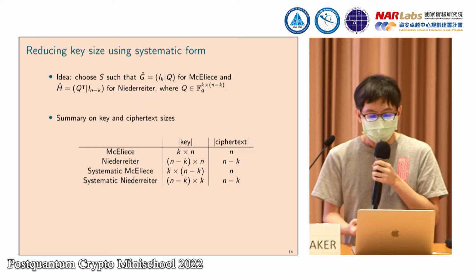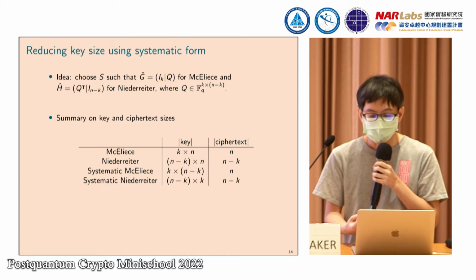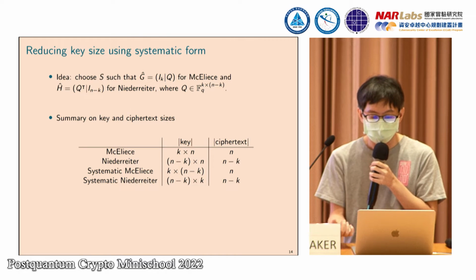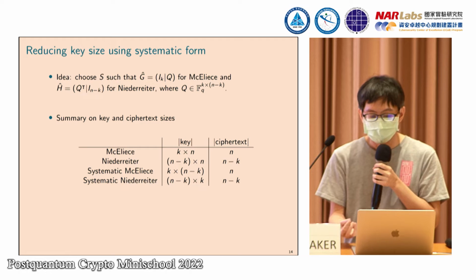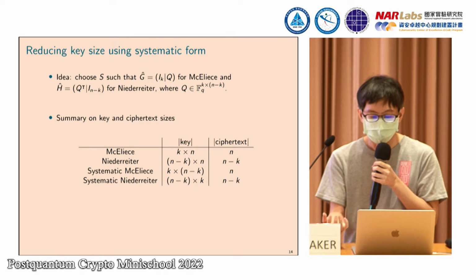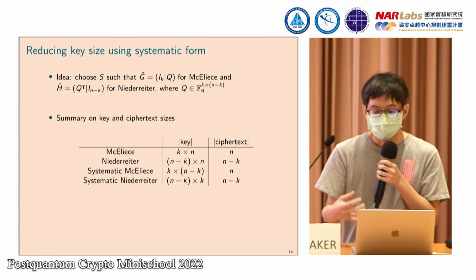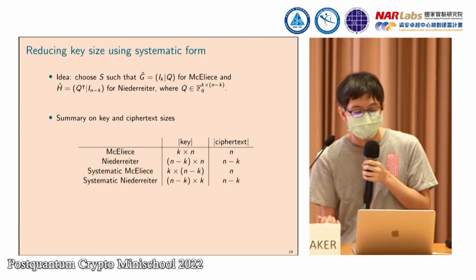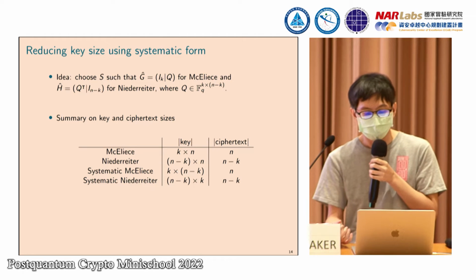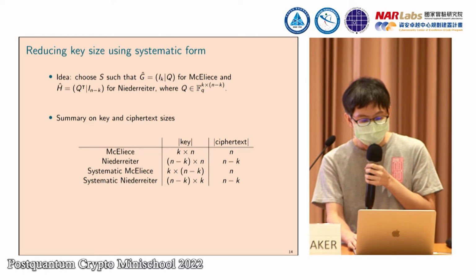And by the way, using Niederreiter has an additional advantage, which is that the ciphertext size is going to be slightly smaller. Because we're using the syndrome as the ciphertext, it's going to be of size n minus k, compared to size n ciphertext in McEliece.